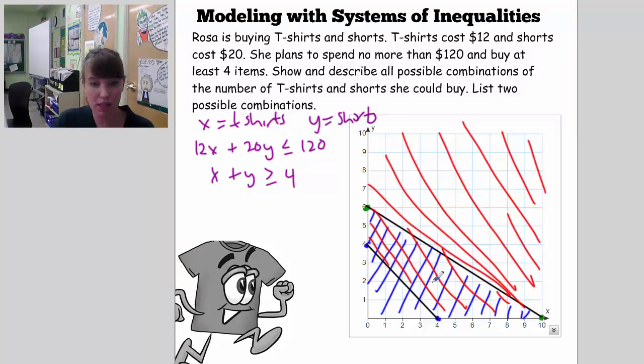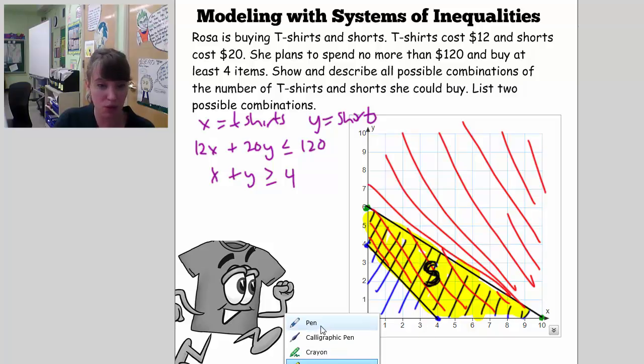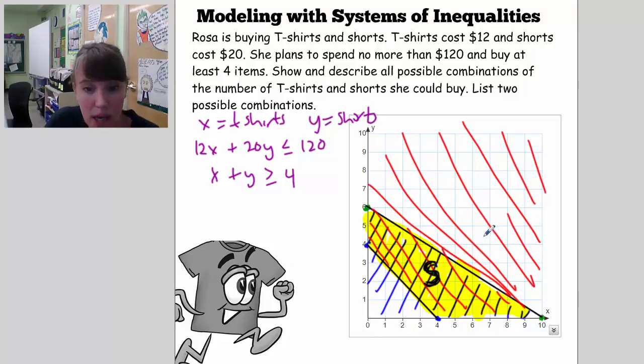Well, the solution set in this situation is here, right? It's in between the two lines there. So if I were to highlight it, which I'm going to do now, it would be everything in between here and everything along the boundary lines because they are both solid. If I were to pick out some pairs just to check, this pair would work, right? 3, 1. It's true that 3 plus 1 is greater than or equal to 4. It's also true that 36 plus 20 is less than or equal to 120. So that point works in terms of the parameters that we were given.